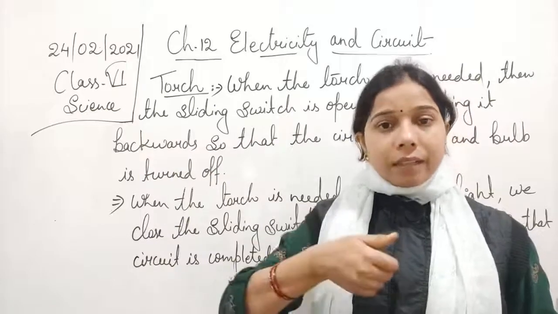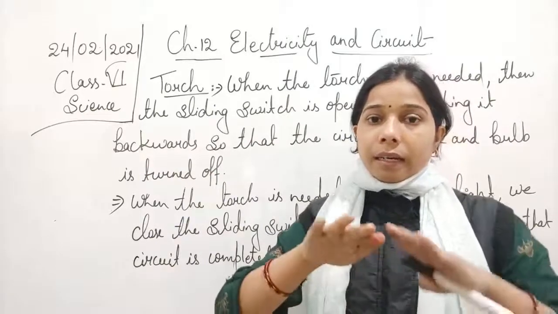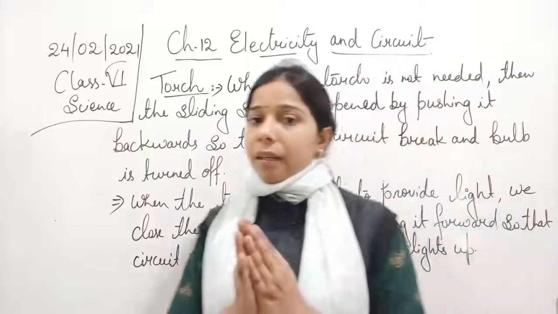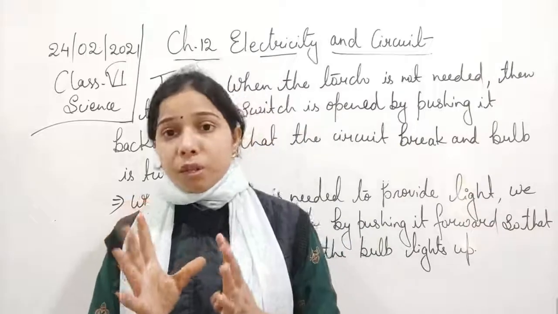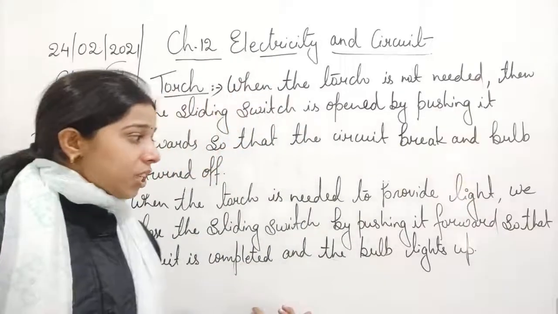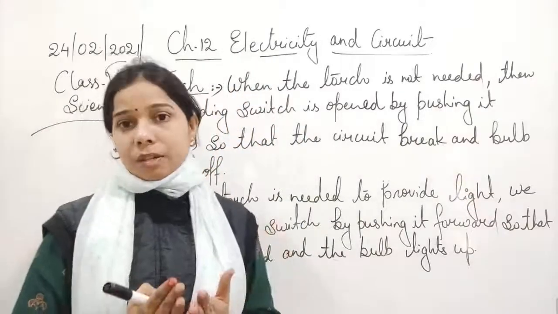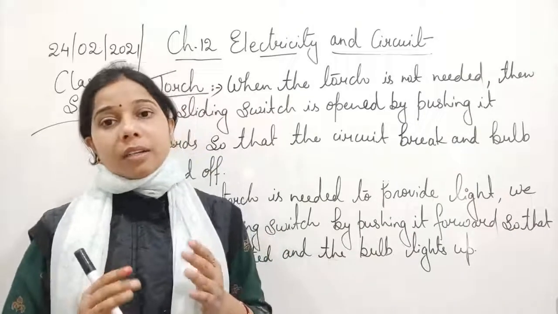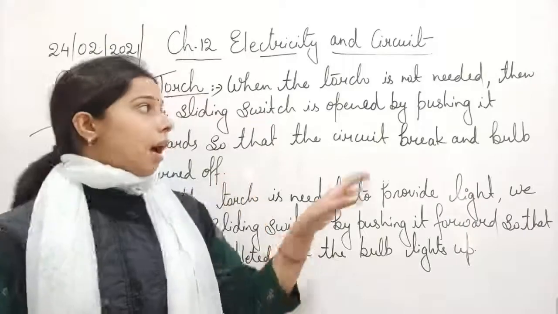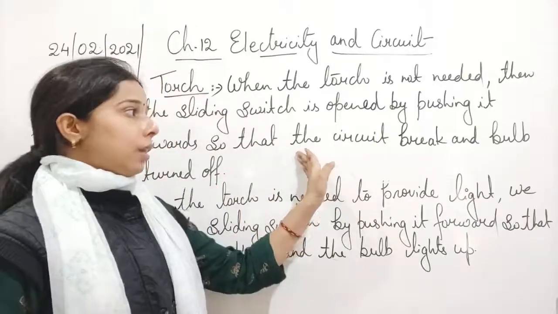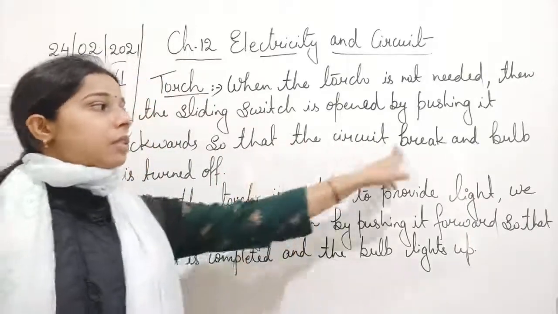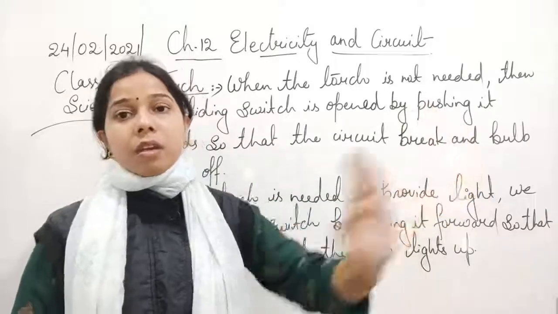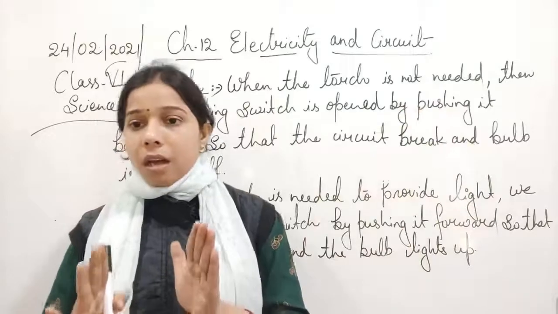But when we slide the switch forward, it completes the circuit. The circuit becomes closed, and finally the torch bulb glows. So we can say that this switch helps in completing the circuit. When it is needed, we slide it forward, the circuit gets completed and the torch bulb glows. And whenever it is not needed, we push it backward and the circuit breaks. Finally a gap is formed, due to which the circuit becomes open again.